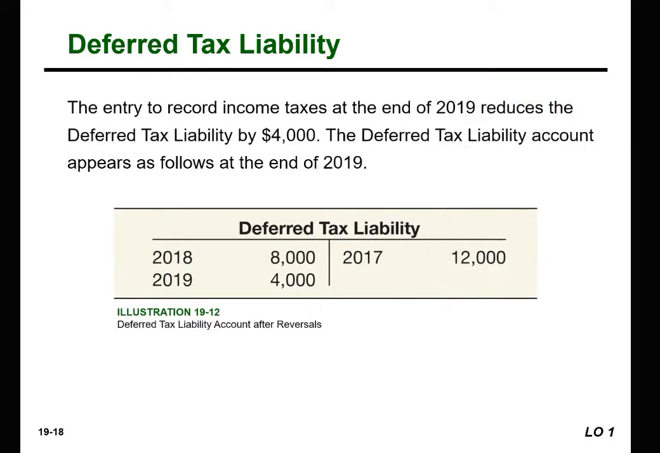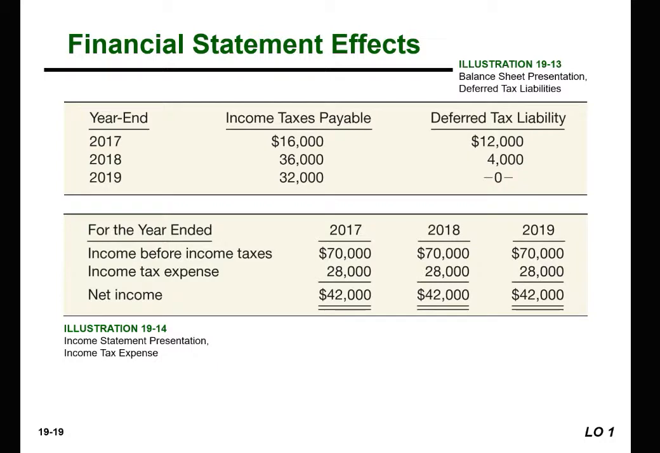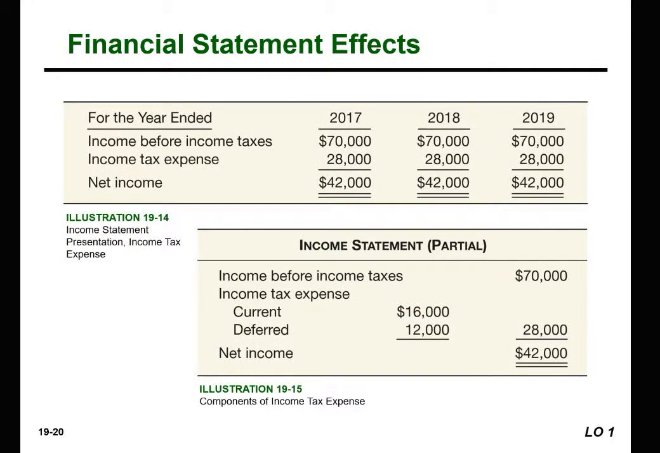So at the end of 2019, this is what the deferred tax liability T account would look like. Here we have a basic representation of a reconciliation of the differences between our income tax payable and our deferred tax liabilities. And here we have the partial income statement.